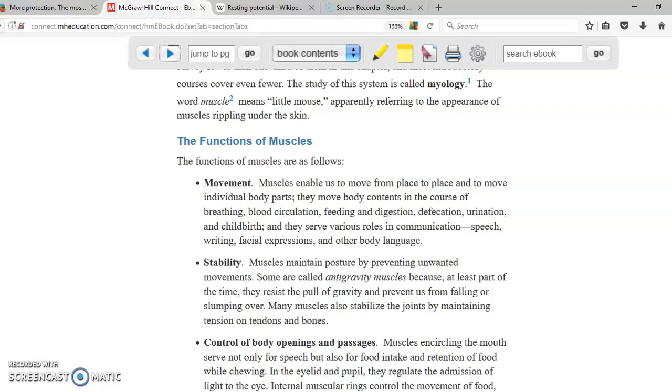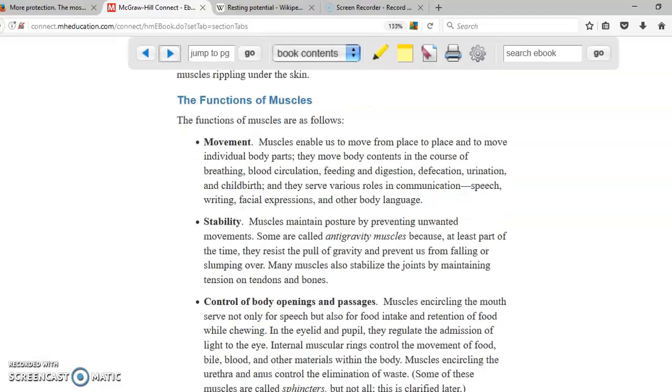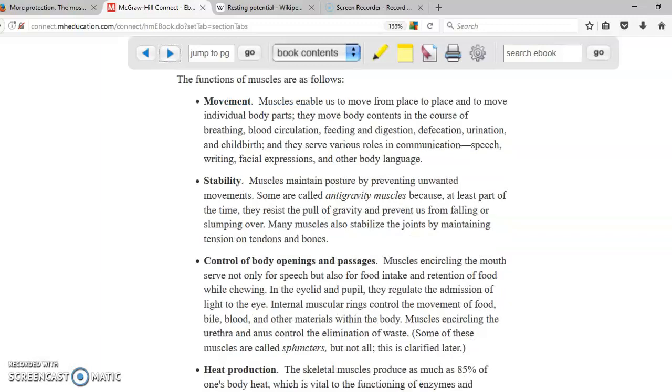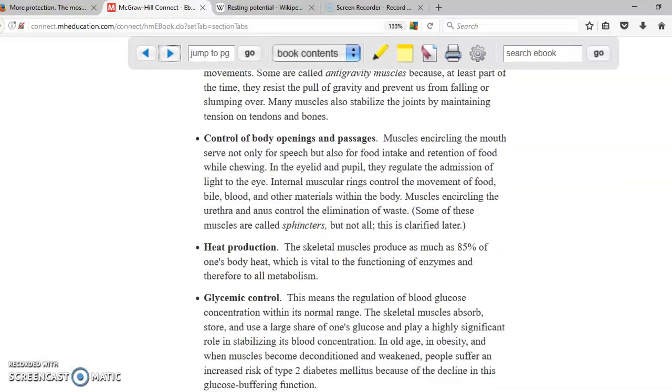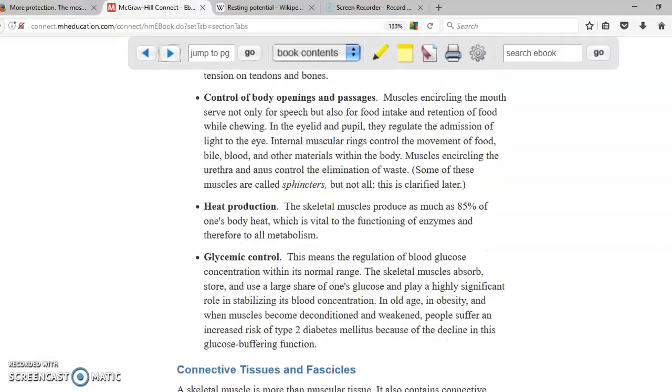Movement, obviously, they allow us to move. Stability, the muscles maintain or help us maintain our posture. Control of body openings. I don't think I need to explain much about it. Heat production, when we are cold, we start shivering, and that obviously is a function of the muscles, right, in order to increase the temperature. The muscles allow us to control the levels of glucose because we consume the glucose in higher amounts because we are going to use it.